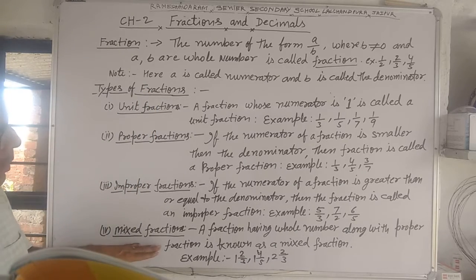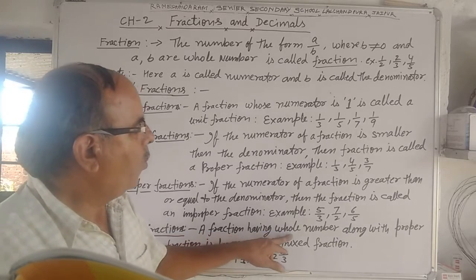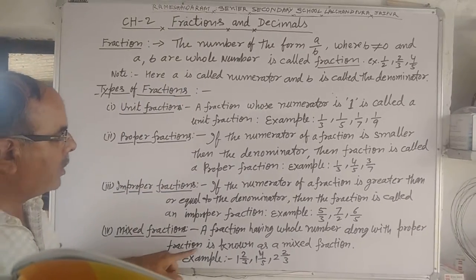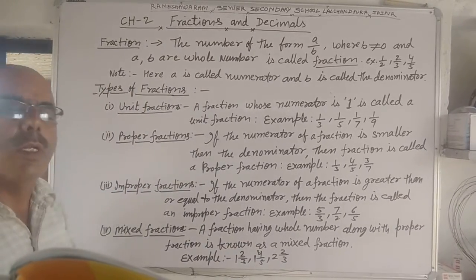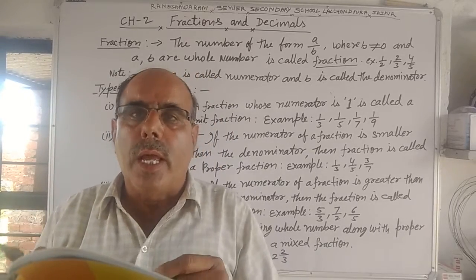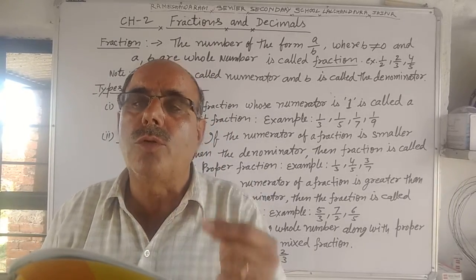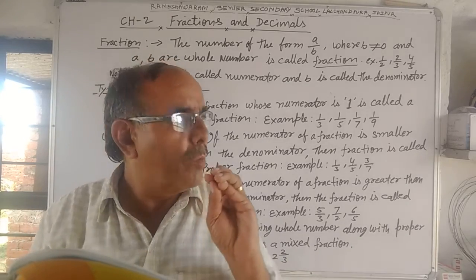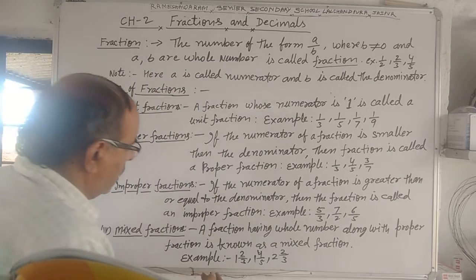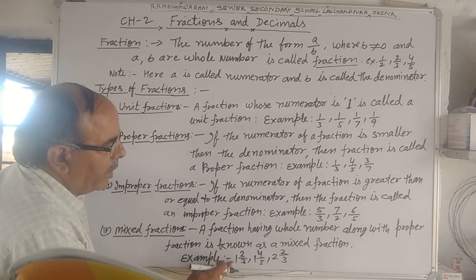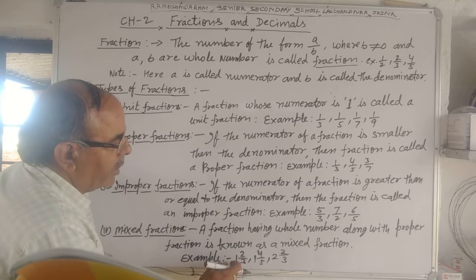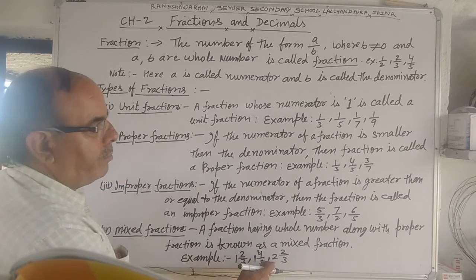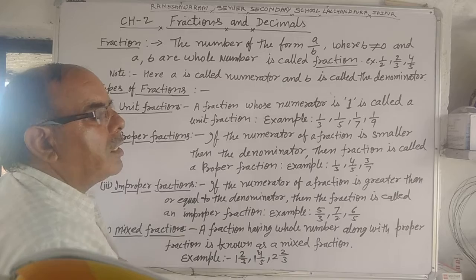Fourth, the mixed fraction. A fraction having a whole number along with a proper fraction is known as a mixed fraction. Whole number means 0, 1, 2, 3, 4, any whole number mixed with a fraction. For example, 1 is a whole number and 2 upon 3 is a fraction. 1 is a whole number, 4 by 5 is a fraction. 2 is a whole number, 2 upon 3 is a fraction.